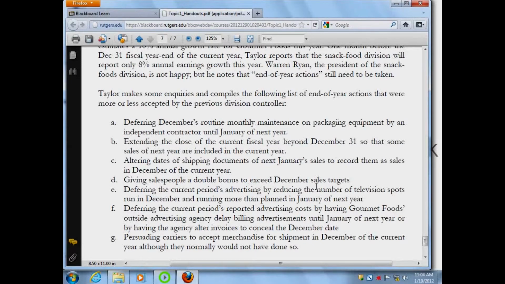I'm sorry, I have to repeat the question. I didn't understand. There's no violation of matching.